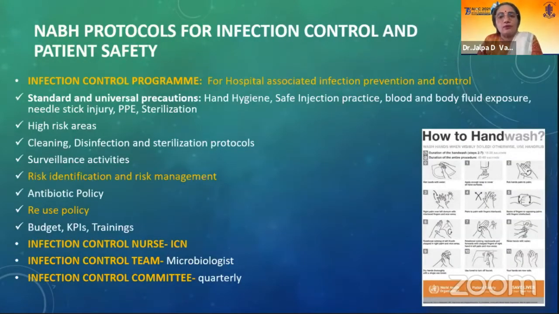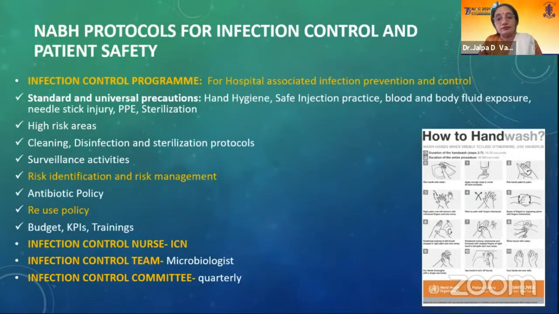Now, the infection control program. We need to design such a program for our hospital, and it must include certain points. One is standard and universal precautions, which would include hand hygiene, safe injection practice, needle stick injury, PPE, sterilization, and blood spillage. We also need to identify high-risk areas in our hospital. So which are the high-risk areas? Like OT, CSSD, and recovery room. We then prepare cleaning, disinfection, and sterilization protocols for these high-risk areas as well as for our entire hospital.